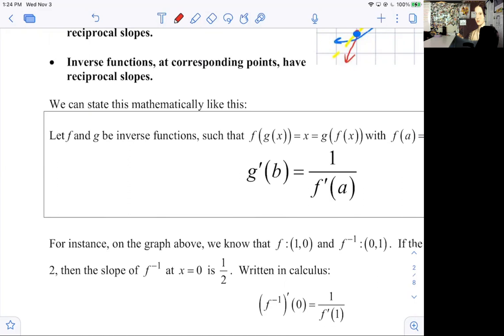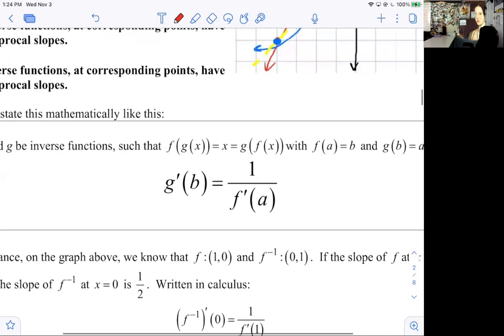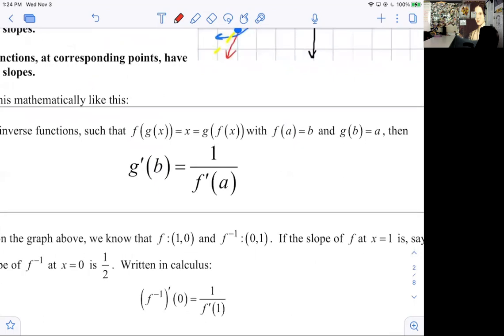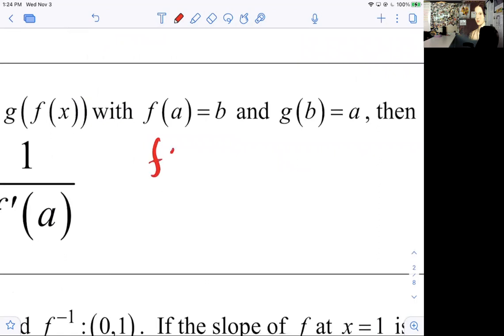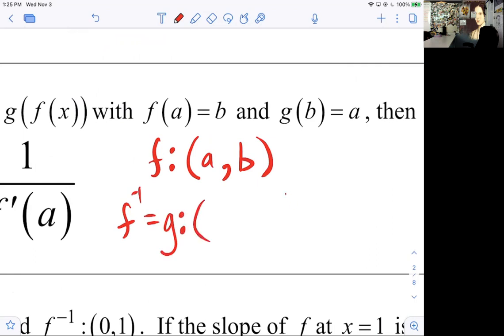Let's express what we just said in those 3 bullet points mathematically, okay? Let f and g be inverses such that f of g equals g of f, and they both equal x. Now, you're going to be given some information about a point. Let f of a equals b and g of b equals a. What does that mean? That means that on function f, there is an ordered pair a comma b, right? And therefore, on its inverse function, which we're calling g, there is a what type of point? B comma a. What do we call that? Corresponding point. You don't need to know both, do you? If you know one, you have the other, as long as you know they're inverses of each other.